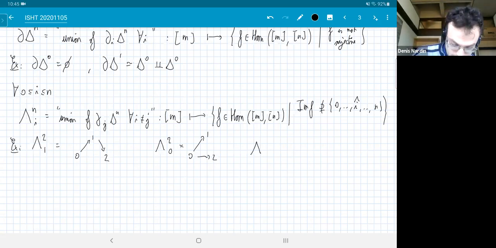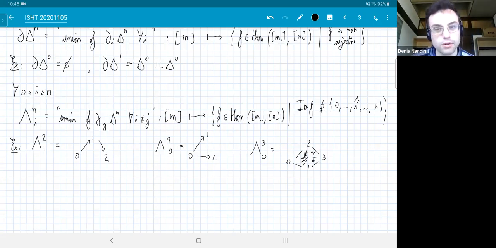Let me just try, I don't know, Lambda^3_1. So we have 1, 2, 3. Actually Lambda^3_0, because that's easier to draw. So it contains this face, and this face, but not the face opposed to zero. And that's why it's called a horn somehow. Okay. Very good. Let me pause for a second and ask if you have questions.